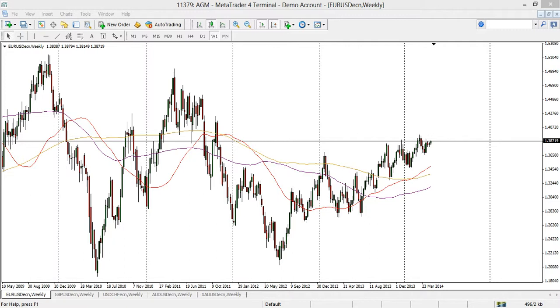What we'll do today is go through some technical analysis on Euro dollar, cable, dollar Swiss, Aussie and gold. Just to review what's been going on in the markets in terms of last week and give some sort of outlook for this week in terms of technical analysis.